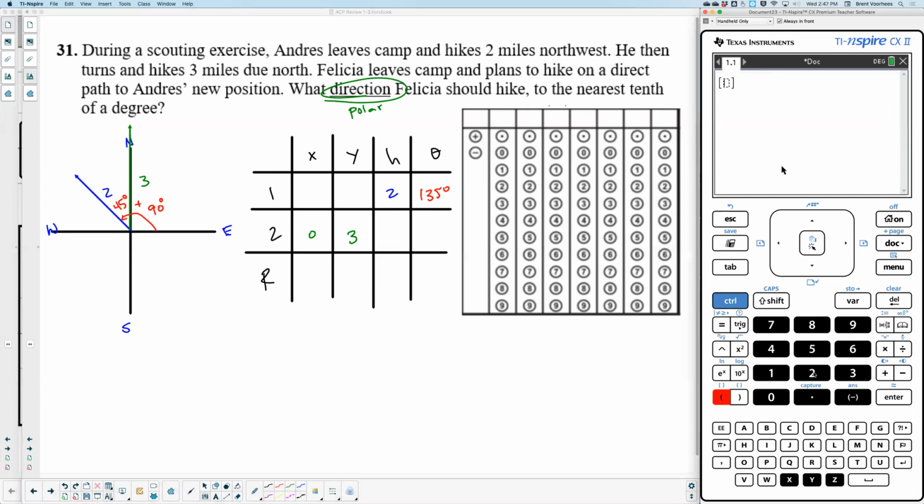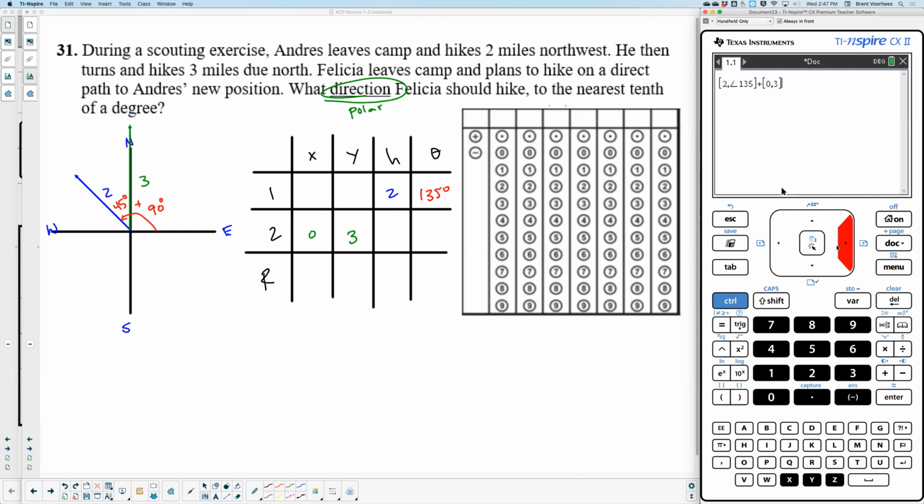Control parentheses, 2, comma. One more time. If I only do a 135, it thinks the X is 2, the Y is 135. To let it know that that is an angle, you have to press Control, angle symbol. Now it knows that's a magnitude, that's a direction. So we're going to take that vector and add it to the second vector, 3 miles due north. So 0, 3, it recognizes that as an X and a Y.